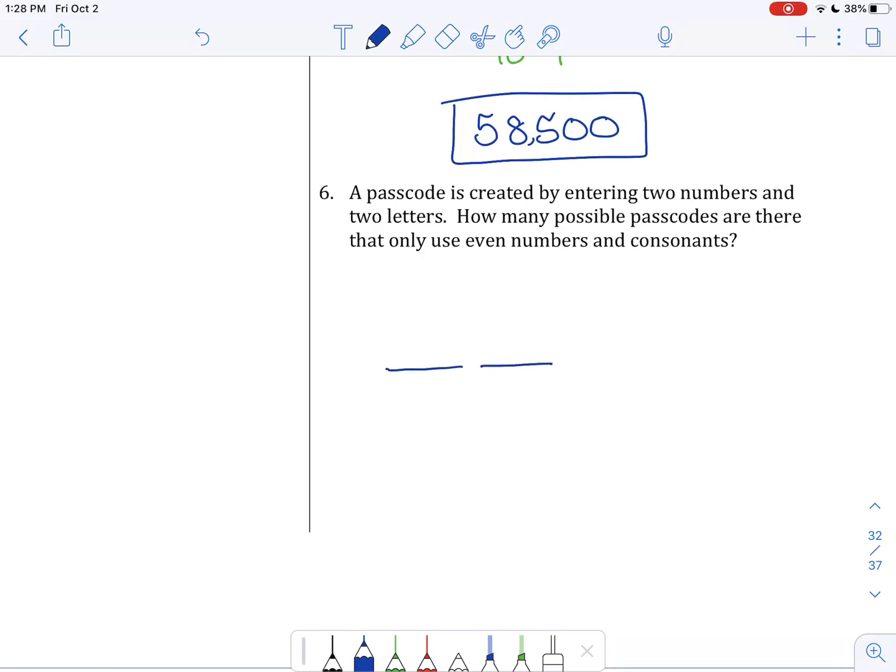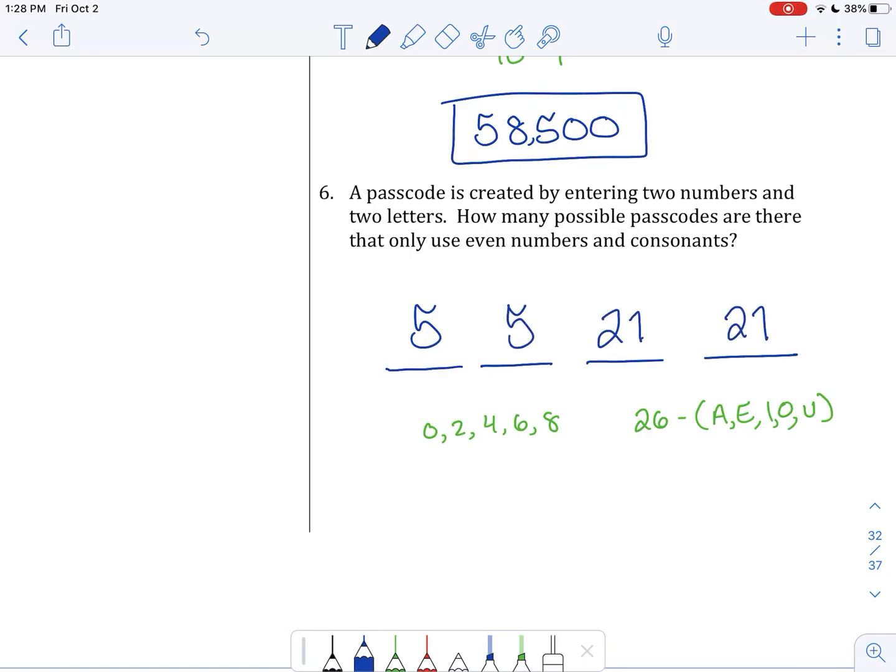We can add another parameter here: what if we're only using even numbers and only using consonants for our letters? The even numbers would be 0, 2, 4, 6, and 8. And the consonants would be your 26 letters minus the list A, E, I, O, and U. It doesn't say anything about repeating, so we don't have to worry about subtracting away the ones we've already used. So here we have 5 possible and then 5. And for the letters, we have 21 options each, meaning that there are 11,025 different possible outcomes.